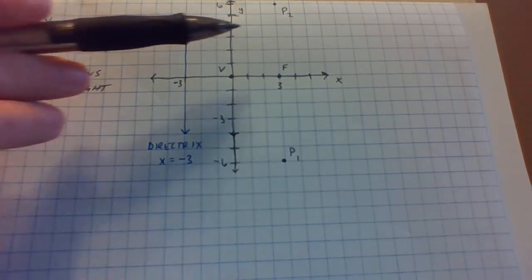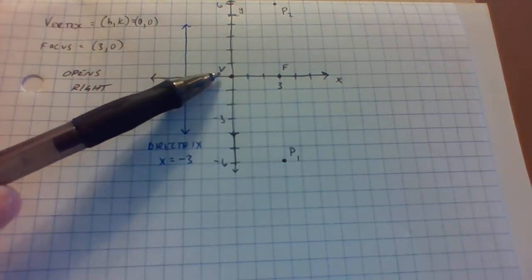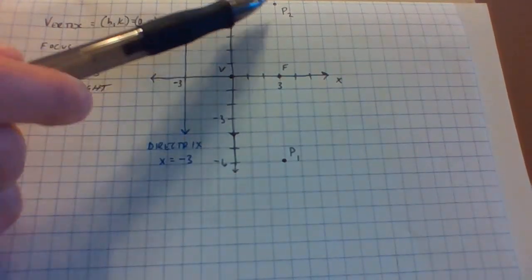I've plotted our points, and now let's go ahead and connect our dots to draw the parabola. Remember that your parabola is going to be connecting this vertex through P1 and P2.